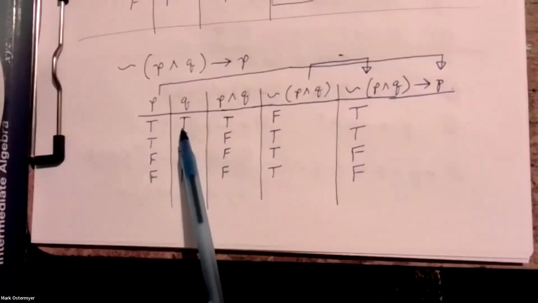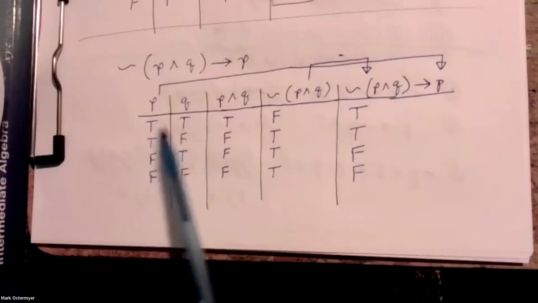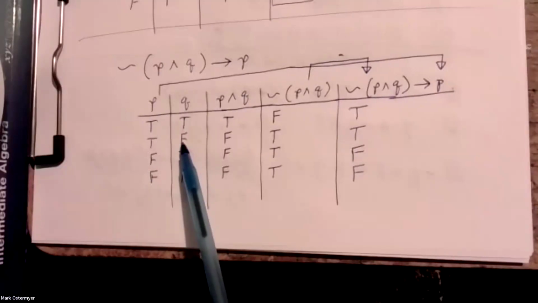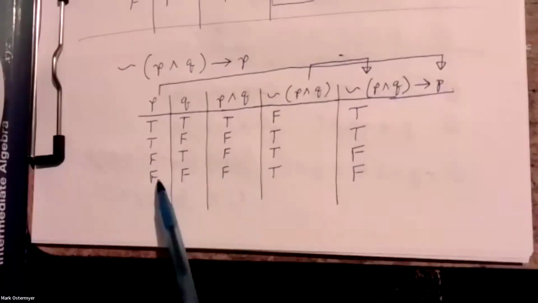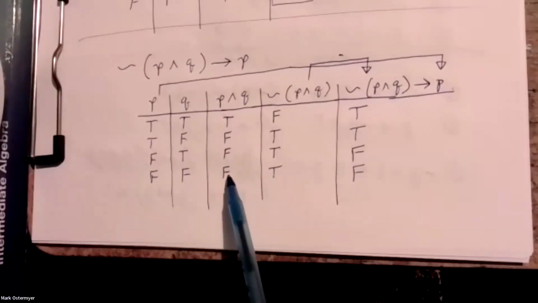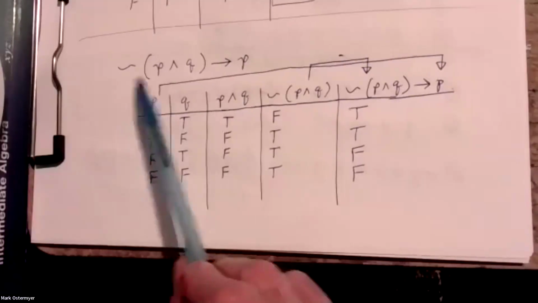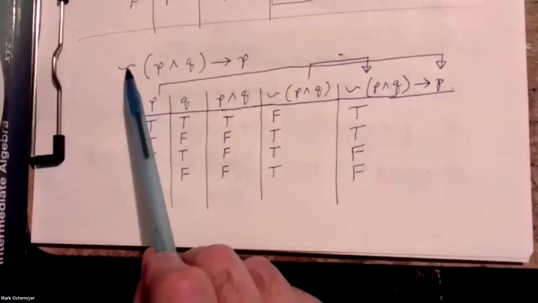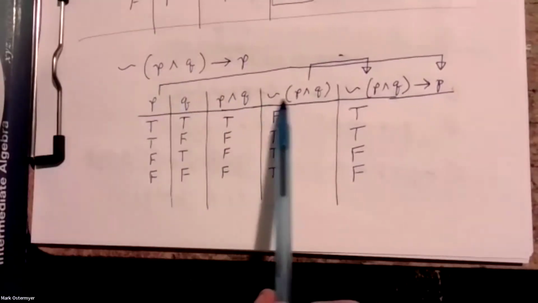True and true, is it true or false? True. True and false: false. False and true: false. And false and false: false. Done with the parentheses, correct? Yeah. Now, what do I do next? Negations or if then? Negation. That's my next column.